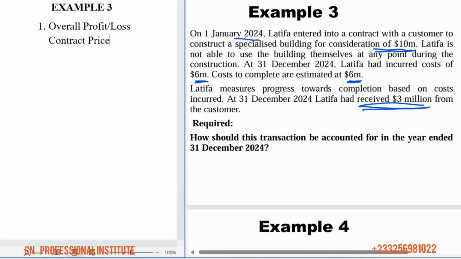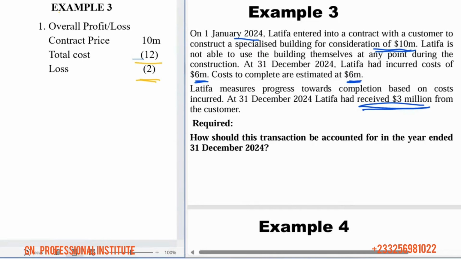Okay. What's the total contract price? It's 10 million. So let me just write my 10 million. Total cost. Total cost will be cost to date plus cost to complete. So total cost is the 6 million cost to date plus the 6 million cost to complete. And that gives us what? 12 million. Okay. So you see that here there's an overall loss. Are you following? Of 2 million. There's an overall loss of what? 2 million.